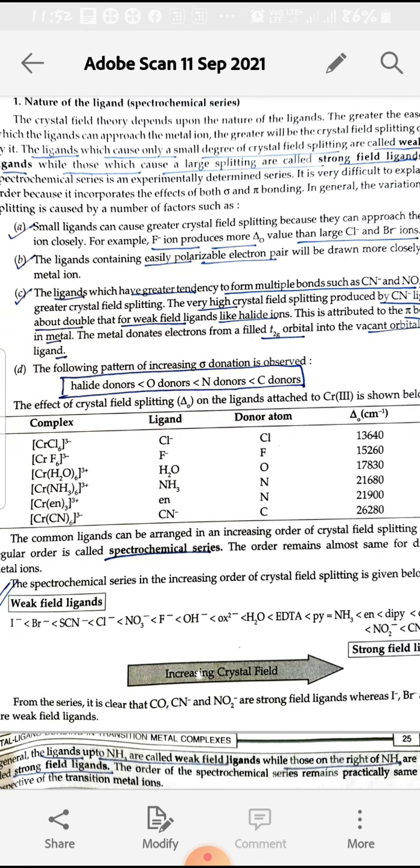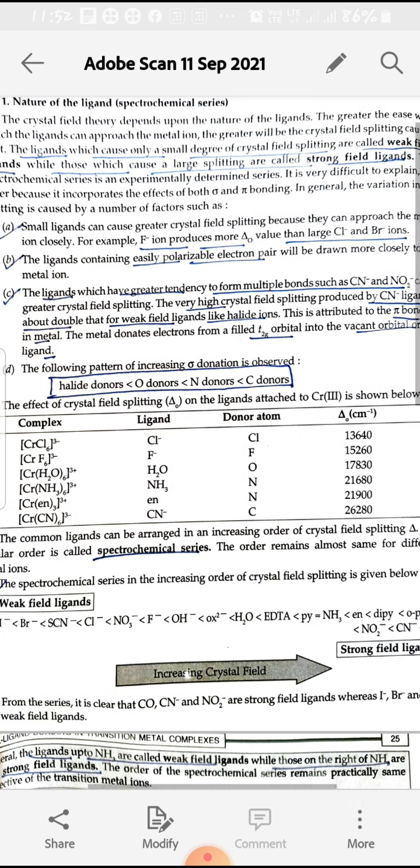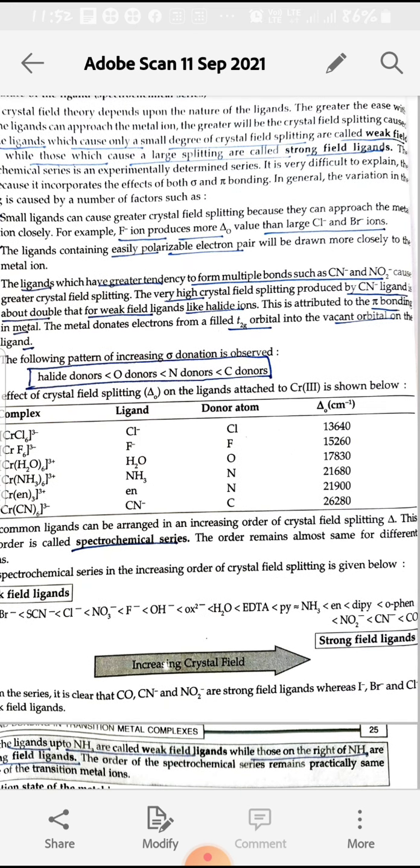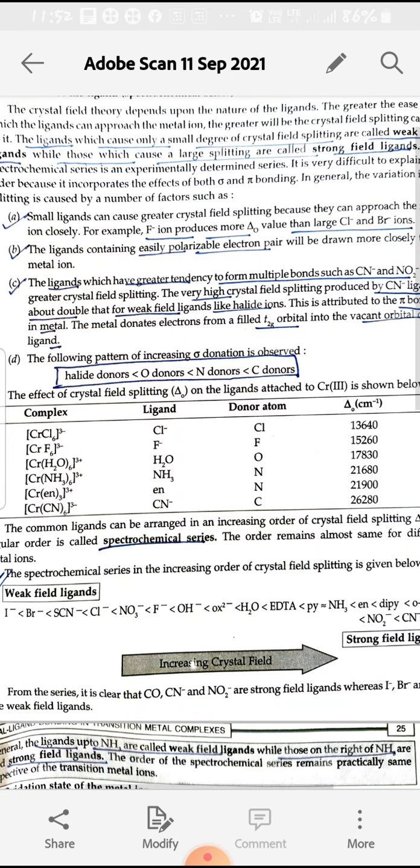For example, F negative ion produces greater crystal field splitting as compared to Cl negative ion and Br negative ion, because they have larger size than the F negative ion. Second, ligands with easily polarizable electron pairs cause greater crystal field splitting because they will be drawn more closely to the central metal ion.